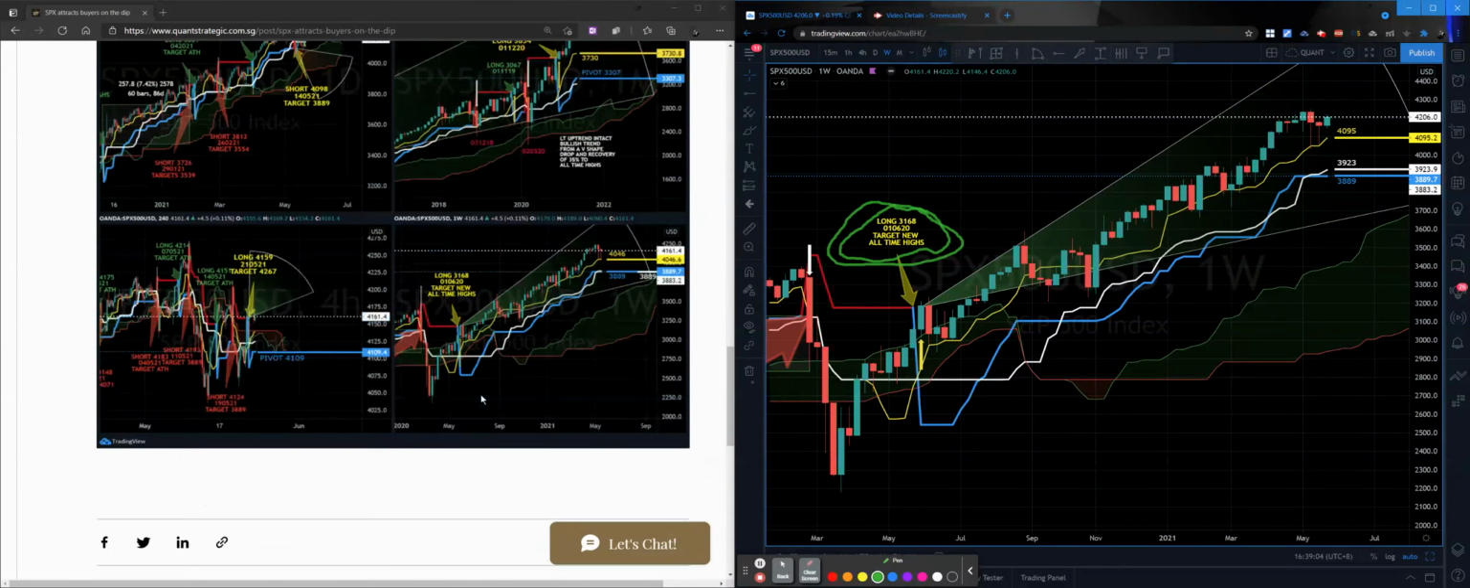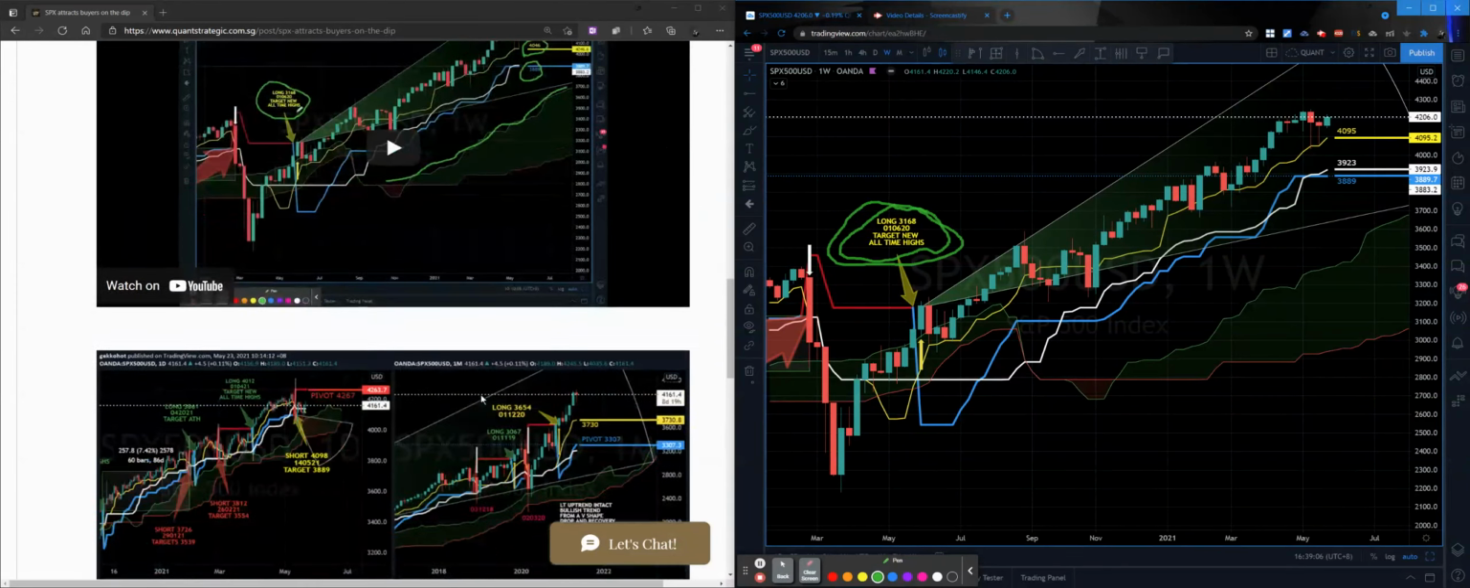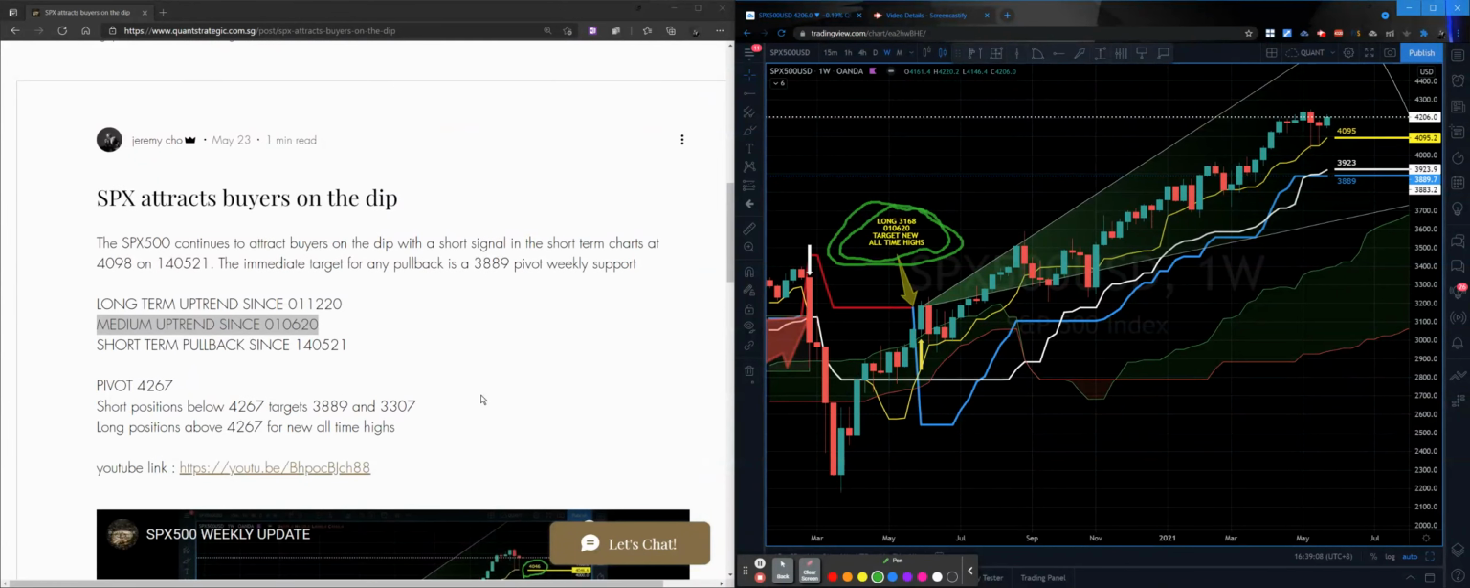Whatever I see here, I'll post it for you so that you can refer to it, the monthly, the weekly, and the daily charts. On the weekly charts, lovely uptrend since last June. We closed at 4206. Super bullish, no arguments on that.